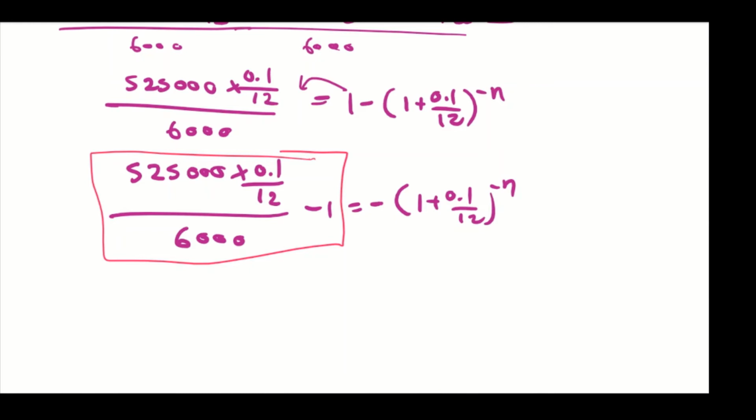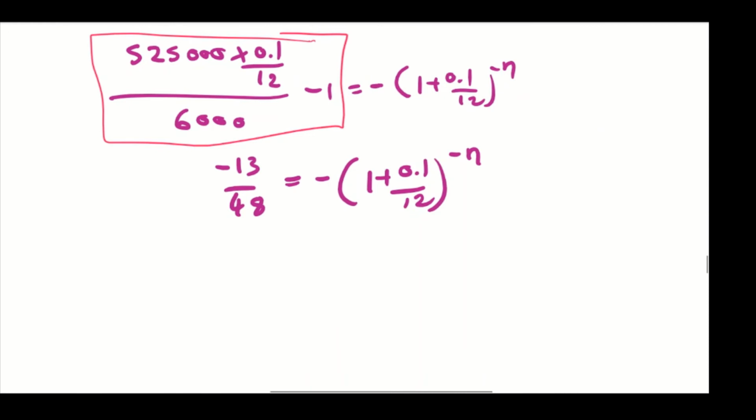So you're gonna get minus 13 over 48. So let me write it properly. It's minus 13 over 48 is equal to minus (1 plus 0.1 over 12) to the power of negative n. So because it's negative, the negative will go away.